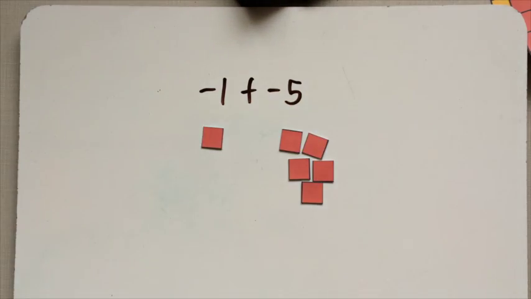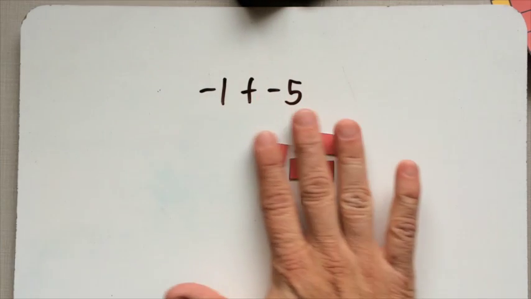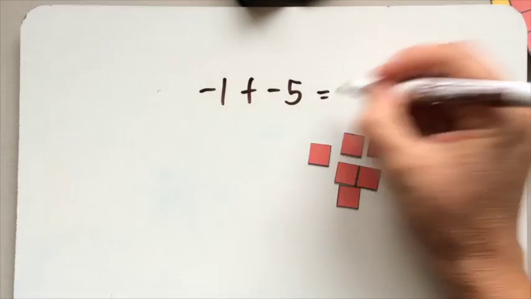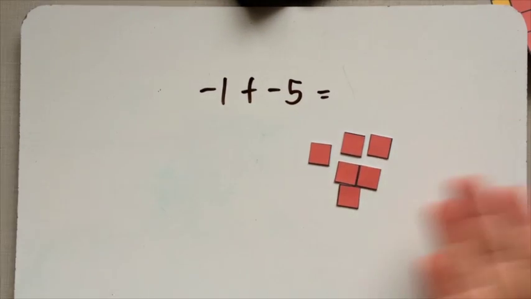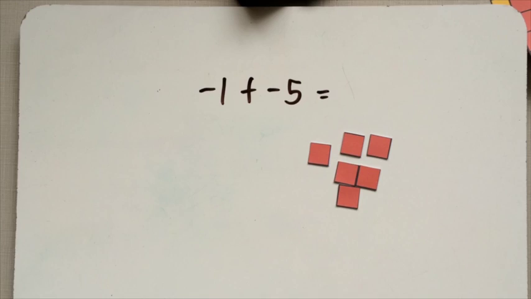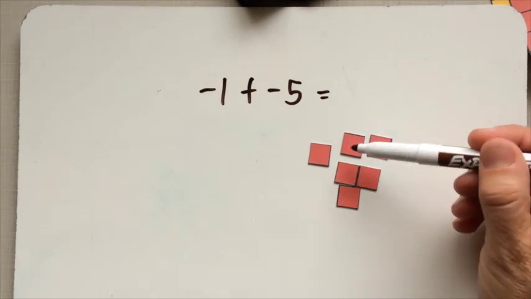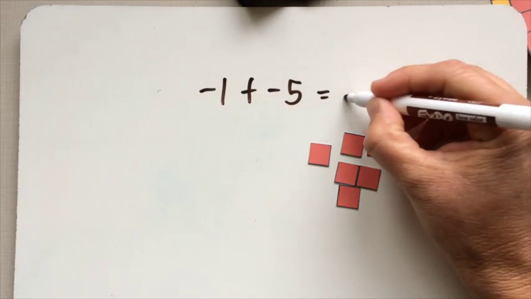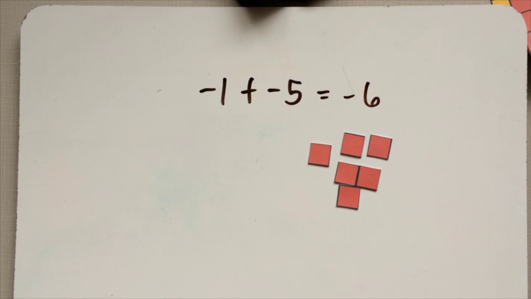Negative 1 plus negative 5, again, that plus means combine. So we're going to bring them all together. I don't have any yellow tiles. They're all red. So I just need to total up. I've got 1, 2, 3, 4, 5, 6 negative tiles. So my answer is negative 6. Getting the idea of this? Hopefully it's starting to click with you.